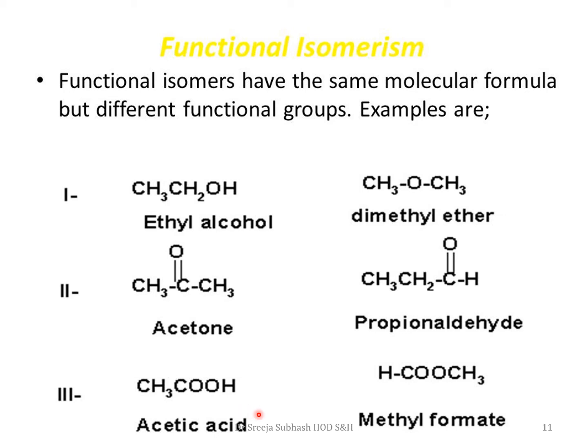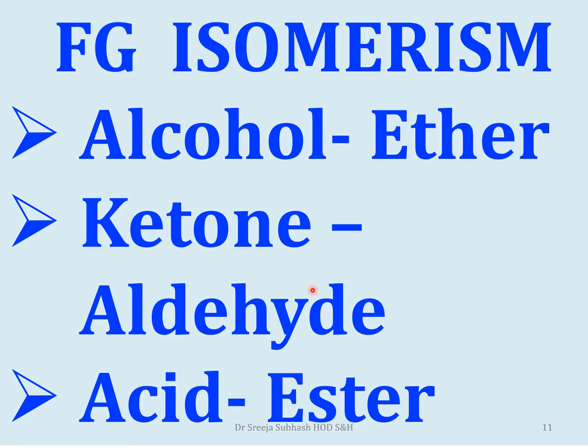Yet another combination is an acid-ester combination. Here we have acetic acid and methyl formate. Again, you can see how similar the molecular formulae are, but how different the compounds also are. So these are a few combinations that usually give functional group isomerism. That is the alcohol-ether combination, ketone-aldehyde combination, and acid-ester combination.